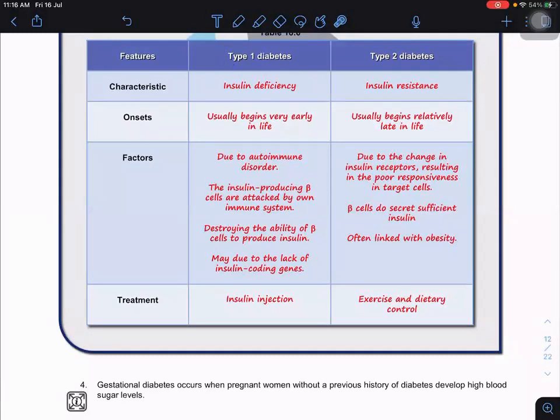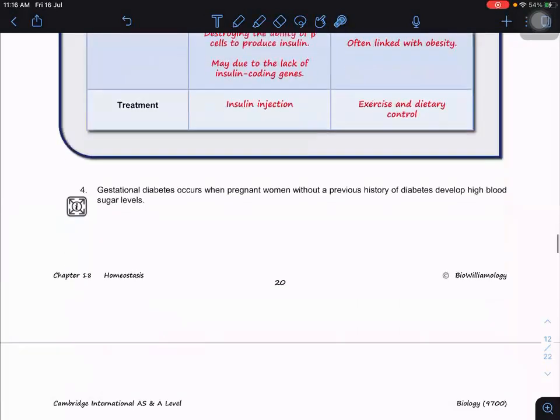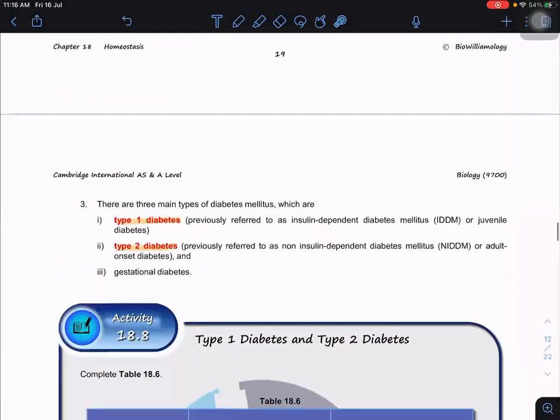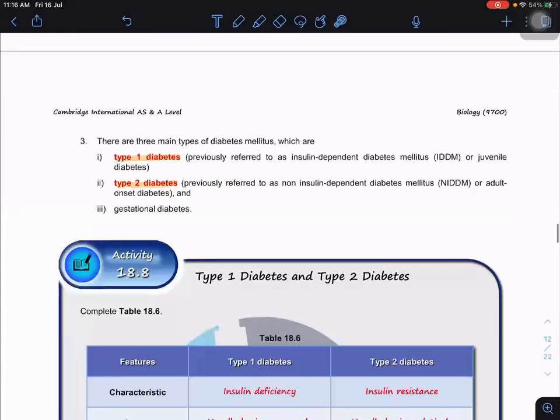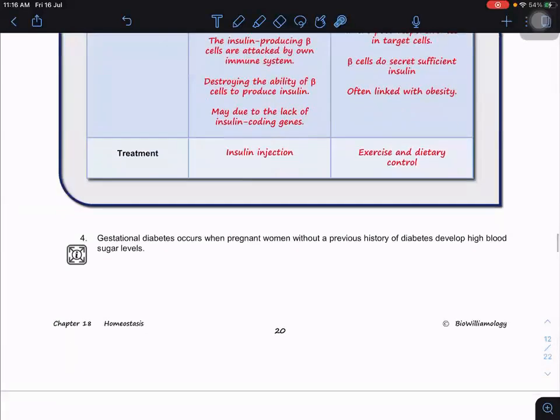Only type 1 diabetes patients need to have the insulin injection. Now, just now we talked about type 1 and type 2, but I left out gestational diabetes. Gestational diabetes occurs when a pregnant woman without a previous history of diabetes develops a high blood sugar level. So during pregnancy, suddenly this woman gets diabetes, and we call this gestational diabetes.